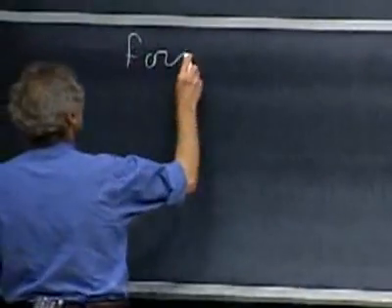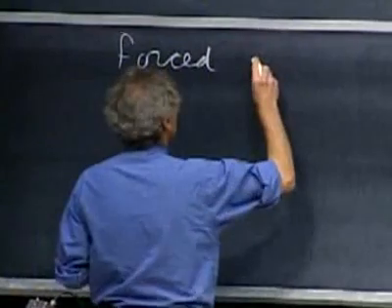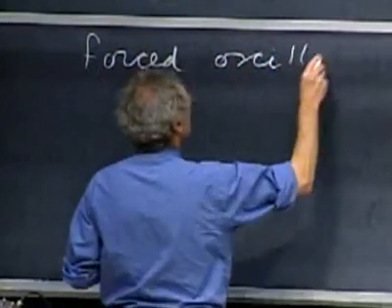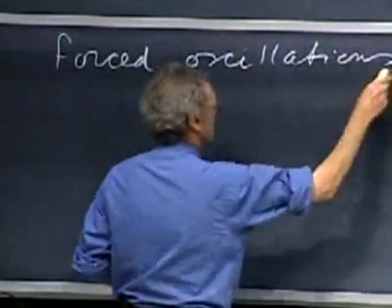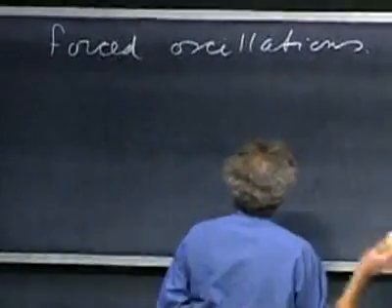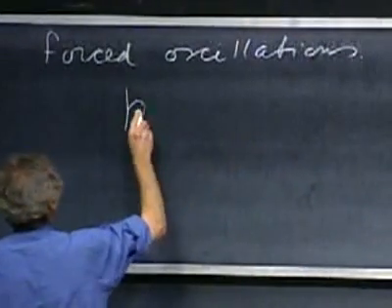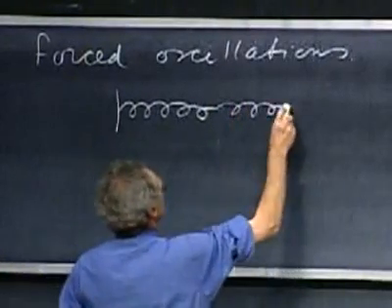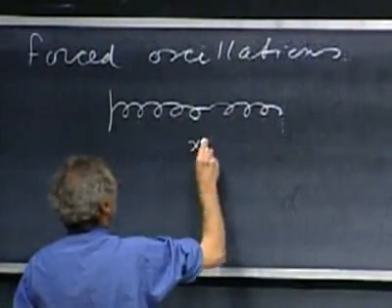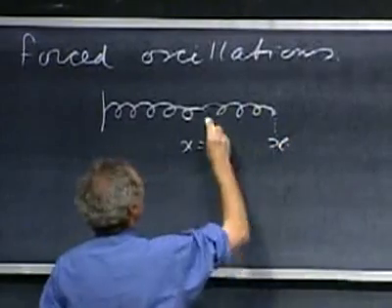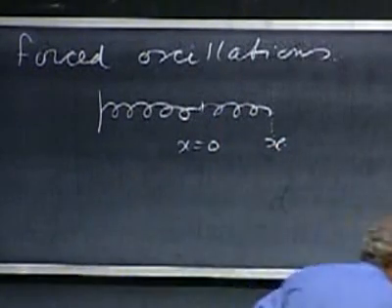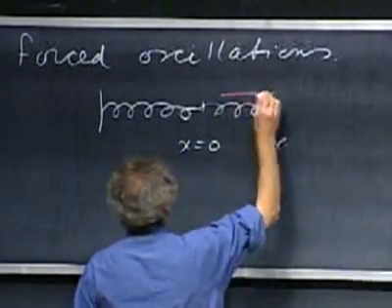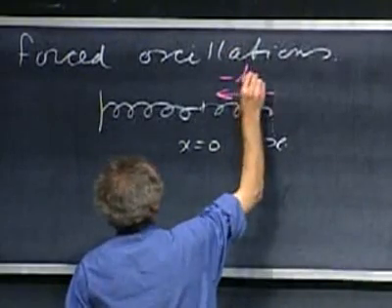So we call that forced oscillations. I can take a spring system, as we had before. This is x equals 0. This is x. And we have the spring force, very familiar, minus kx.